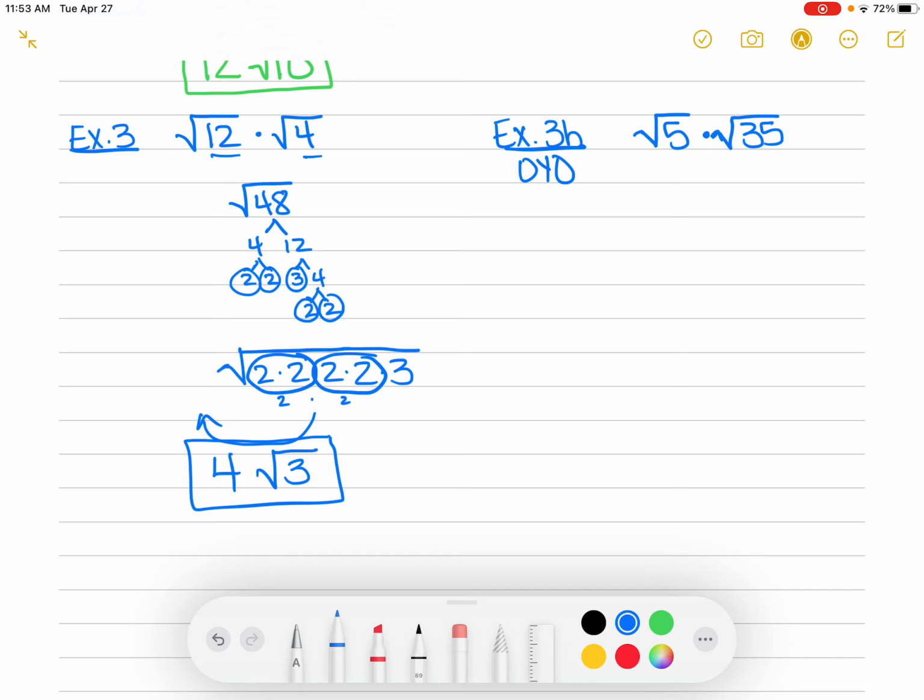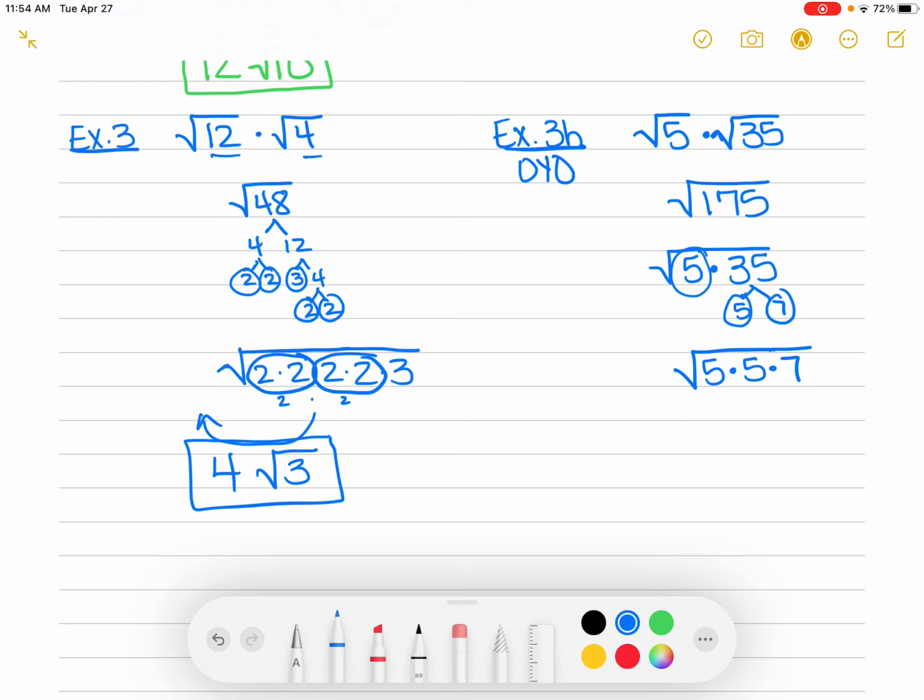Okay, now that you're back, you could have done this. Let me show you a different way to do some of these. So you could have multiplied those together and gotten 175, right? And then done your factor tree. Or to make it a little bit easier, you could just put them together like this and then say, oh, my factor tree, that's 5 times 7. So now I have 5 times 5 times 7. You see I have 5 times 5 times 7. And now I circle the 2 that are the same, bring that to the outside, and the 7 stays inside. And there's my answer for example 3b.